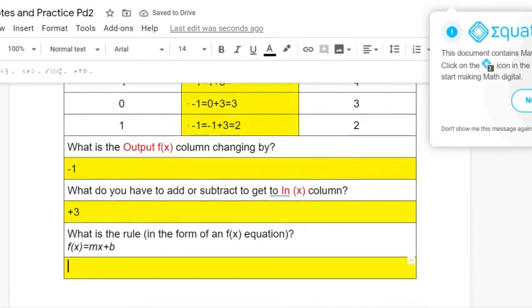What is my rule? So thinking of it in terms of, oopsies, f of x equals -1x plus 3. And remembering we can always simplify this to -x plus 3. And that's it. You guys got this, and I will look forward to grading it later today.